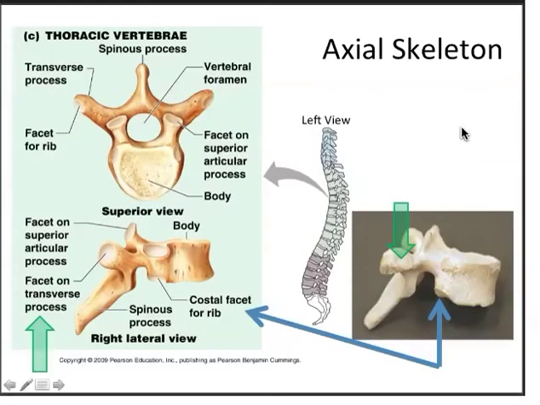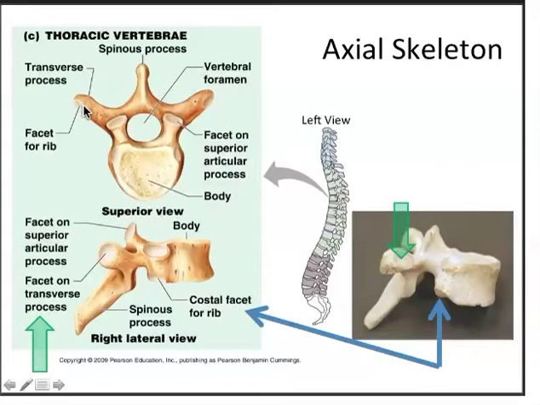Here is a look at the thoracic vertebra. There's 12 of them total. This is a superior view. You can see the vertebral foramina here, the spinous process, the transverse processes, and this is the facet on the superior articular process. This is a facet that makes contact with the rib.